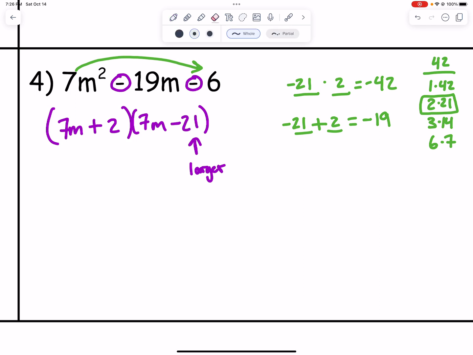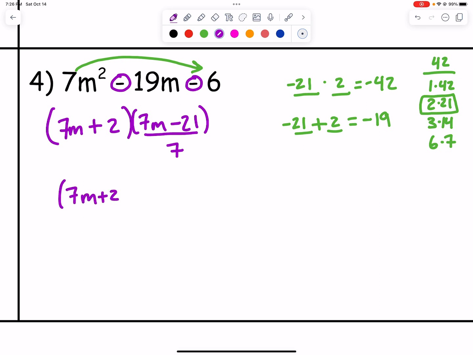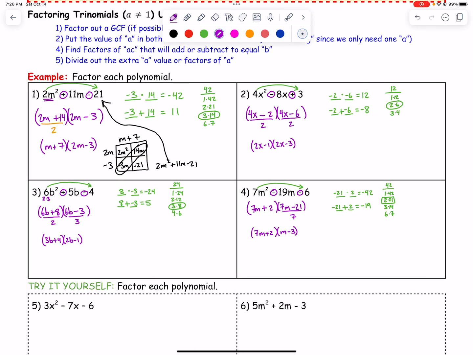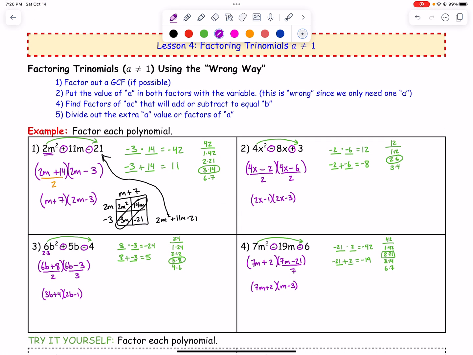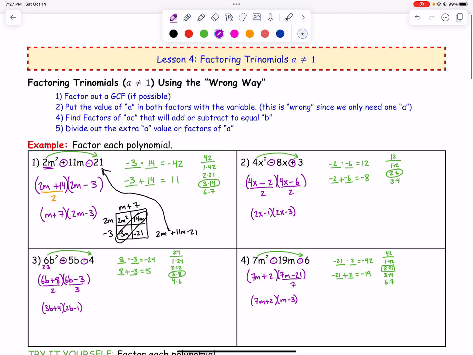And then we need to divide out the extra 7, our extra a value. So 7 and 2 do not divide by 7, but 7 and 21 do divide by 7. So I'm going to divide a whole 7 out of the second factor. So just bring the first one down. It'll just stay the same. And then you have m minus 3 for the second factor. So that is it for wrong way factoring of trinomials where a is not equal to 1.